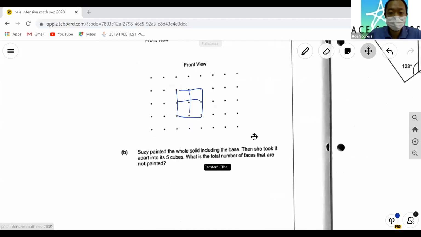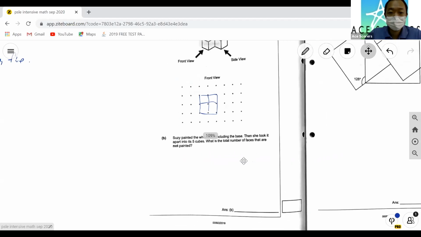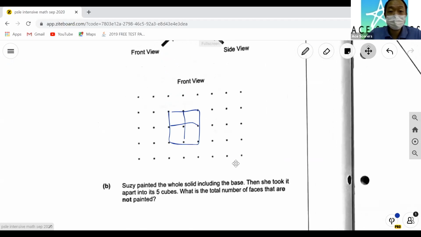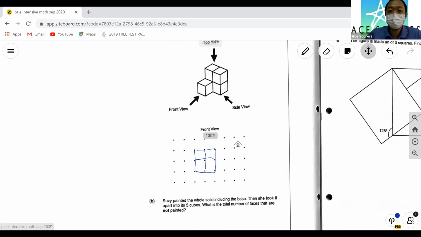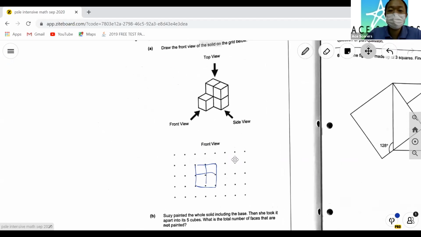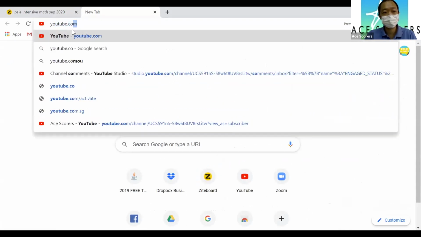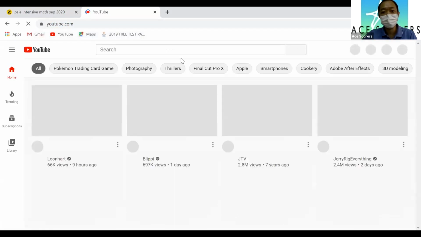Okay, this one is easy. Susie painted the whole solid including the base. Then she took it apart into its 5 cubes. What's the total number of faces that are not painted? So this one is difficult because you must visualize. I actually made a video on this. I used a software. Let me see if I can search.